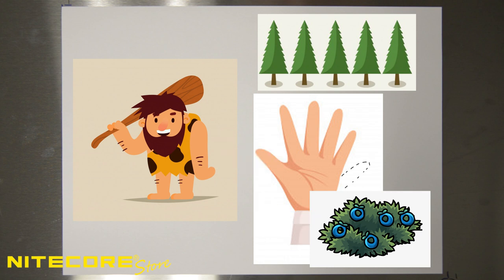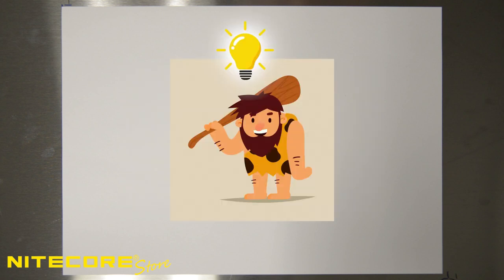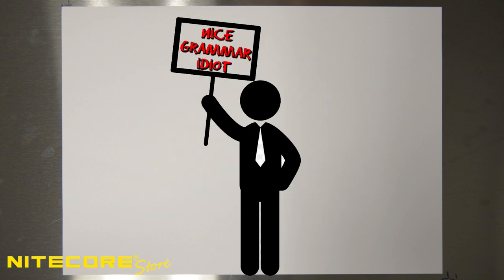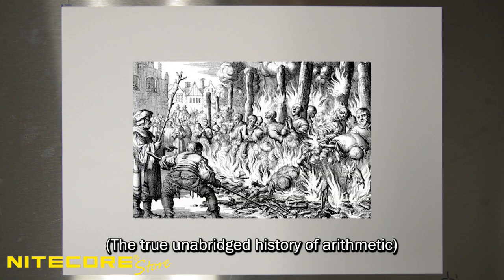But there was something there, something invisible that made them all the same. So he came up with a name for this invisible something that made the different things similar, and decided to call it five. And this blew all the other cavemen's minds, and they burned the first caveman at the stake for being a wizard.